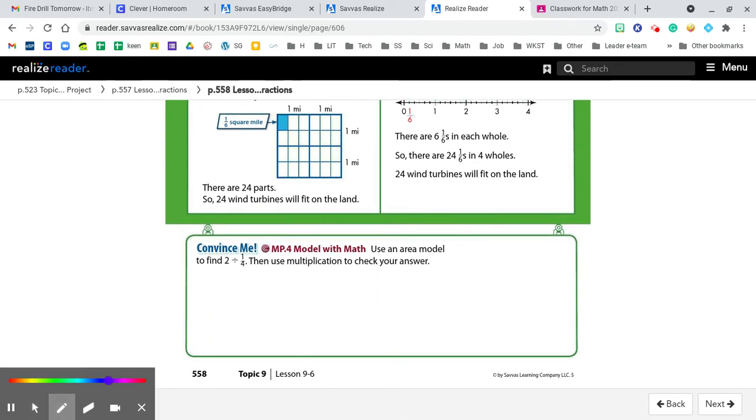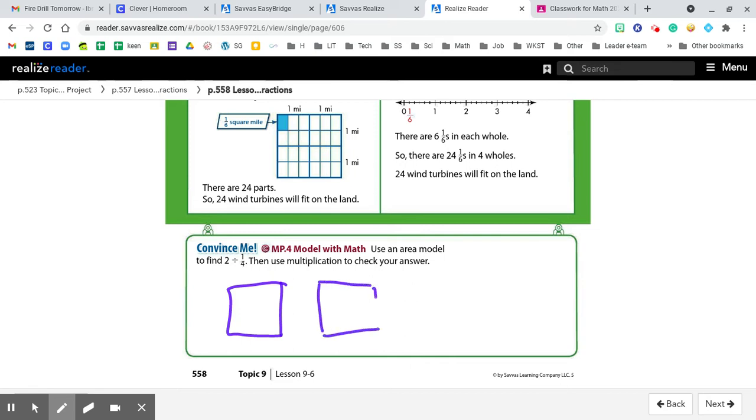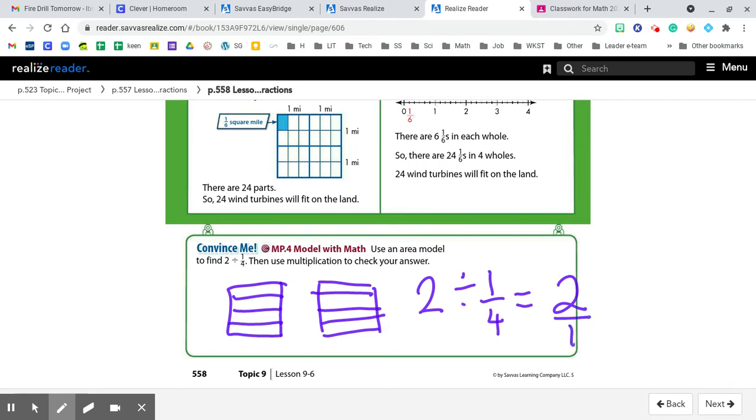We can use an area model to find 2 divided by 1/4. So we're going to take our area model. That's drawing. We've got 2 whole things, and we want to divide them into fourths. So 2 divided by 1/4 equals, what do we do? We keep the first one, change the sign, and flip the second one. Altogether, we will have 8. 1, 2, 3, 4, 5, 6, 7, 8.